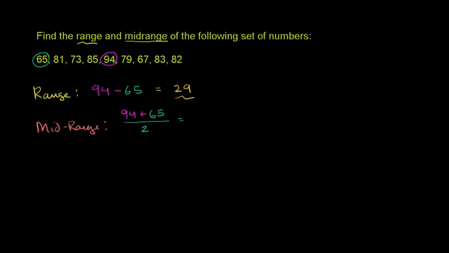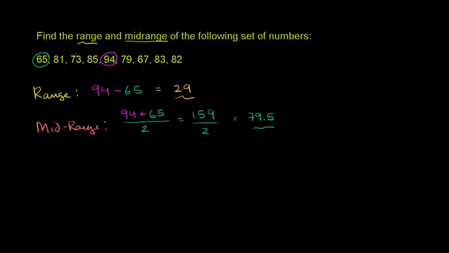So this is going to be what? 90 plus 60 is 150. 150 plus 4 plus 5 is 159. 159 divided by 2 is equal to, 150 divided by 2 is 75. 9 divided by 2 is 4.5. So this would be 79.5. So it's one kind of way of thinking about the middle of these numbers.